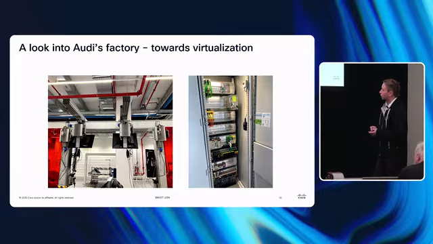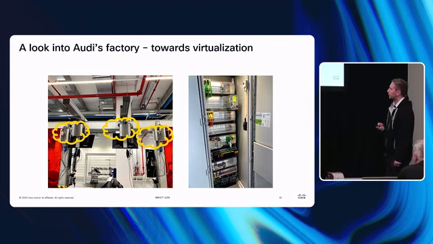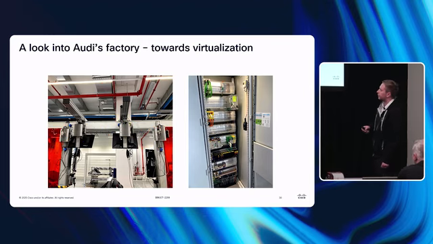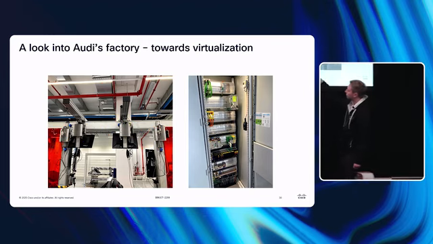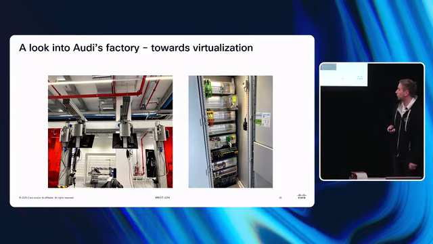Looking into our factory, and this is just 2 examples here. On the left-hand side, we see the final assembly at Berliner Höfe, where we produce the RS e-tron GT. There we see these IPCs, these gray boxes, so these hardened devices, right? And what we're trying to achieve is putting them into a yellow cloud, as you can see here.